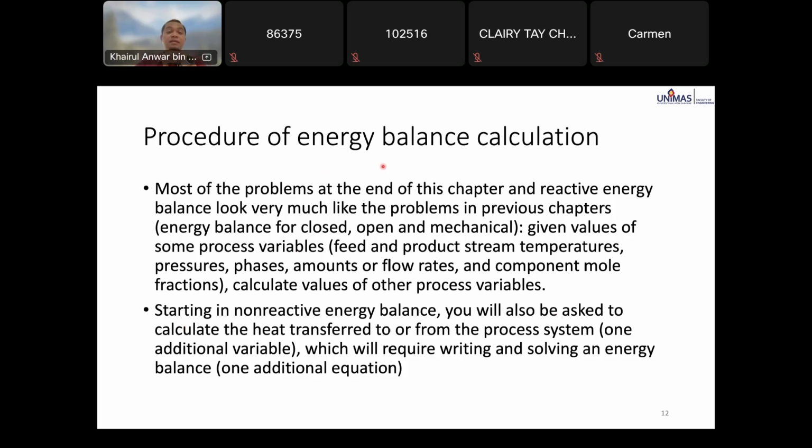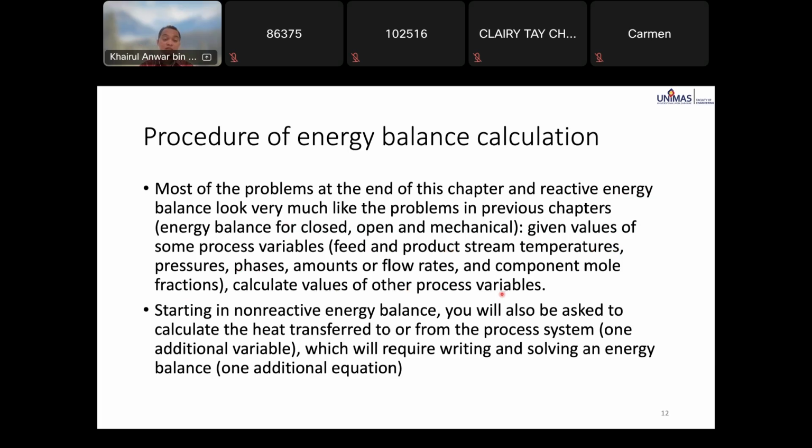For the procedure of energy balance calculation, most of the problems at the end of this chapter on reactive and non-reactive energy balance look very much like the problems in the previous chapter: energy balance for closed, open and mechanical. Given values of some process variables, such as stream temperature, pressure, phase, amount or flow rate, and component mole fraction, calculate the values of other process variables.